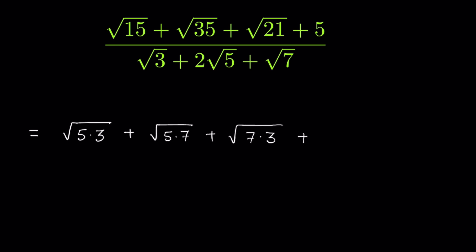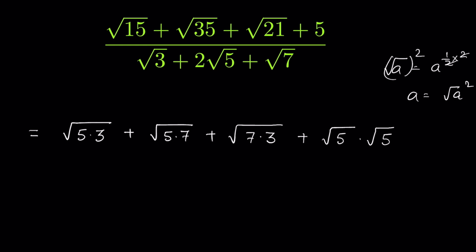plus 5. This we can write as square root of 5 times square root of 5, because when a is under square root it means a is raised to the power of 1 upon 2. When we square it, the exponent is multiplied by 2, so 2 and 2 get cancelled. So a can be written as square root of a square. So 5 can be written as square root of 5 square.